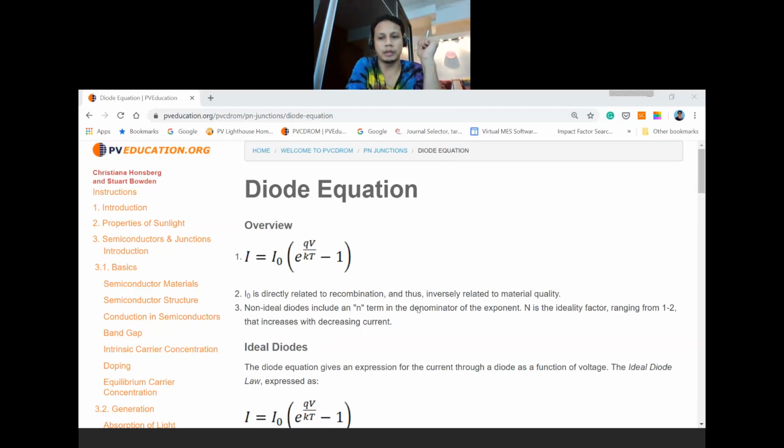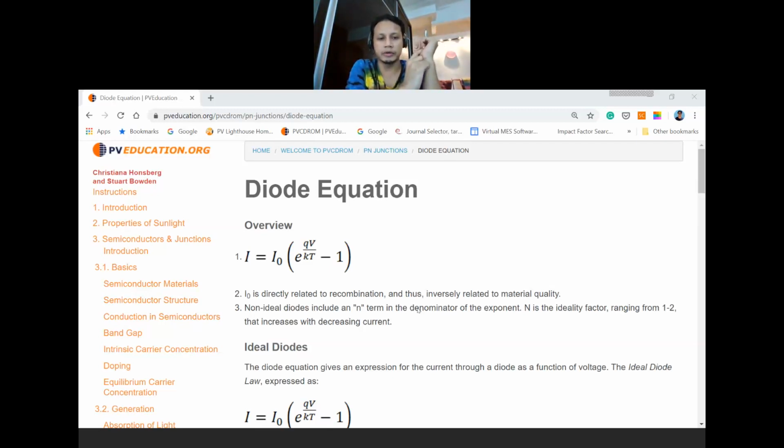Somehow your device will be affected by I naught or J naught, right? Because recombination is there. So this will explain your material quality. For example, if you have a device with J naught of 10 minus 12, and another device with J naught of 10 minus 5, the device with J naught of 10 minus 12 has better material quality compared to 10 minus 5. So therefore it's an indicator of material quality.